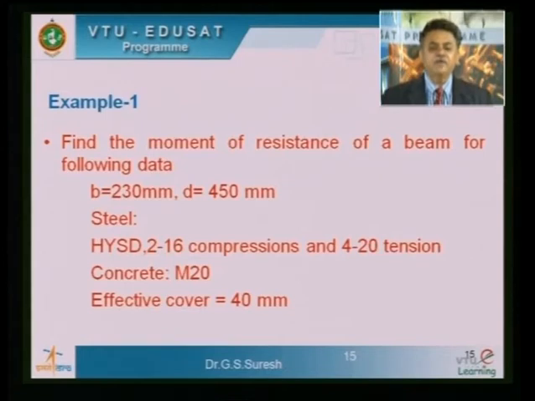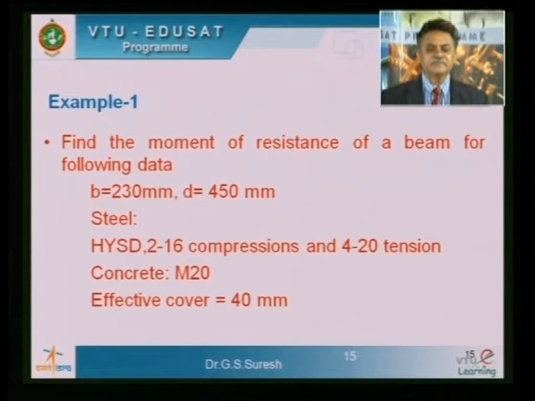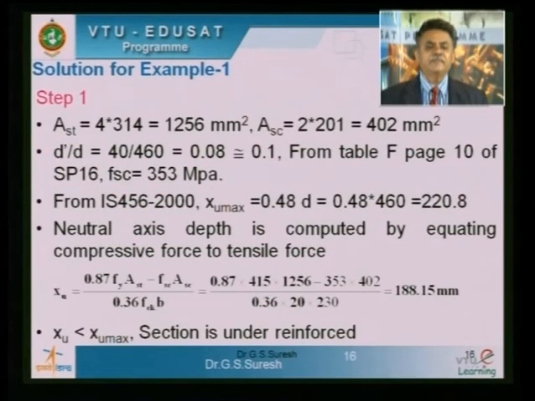And you are using 2 bars of 16 mm dia in compression and 4 bars of 20 mm dia in the tension zone. The type of steel is Fe415 HYSD, that is high yield strength deformed bars. Concrete is M20 and the effective cover, that is d dash, is 40 mm. So, it is a simple calculation, it is not so complicated. To start with, you should know the area of steel in tension and the area of steel in compression.